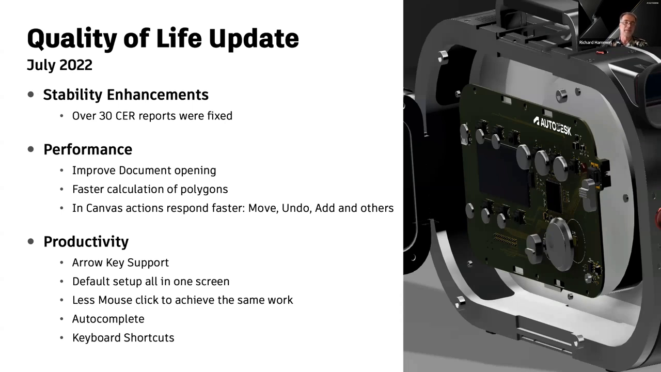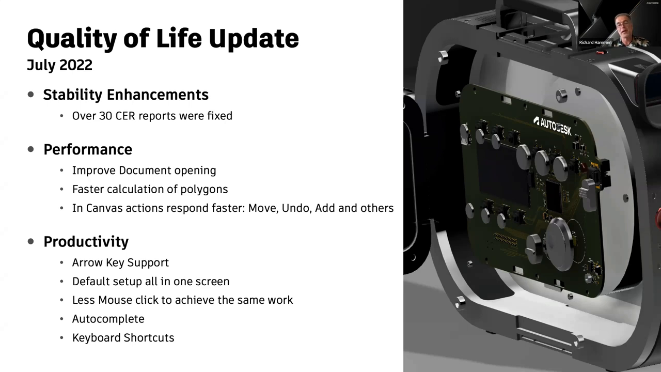So, we looked at all the customer reports that came back with crashes, and we tried to fix a lot of them, and over 30 of them have been fixed. And we really see now with the July release that Fusion Electronics is much more stable than it was before. And of course, it's an ever running demand to have better performance in Fusion. And that's something we also see improvements in, especially when you open your documents. Now we have faster canvas actions, like the calculation of the polygon, but also if you move something around, if you do undo, if you add components and all the other stuff, you can feel it. It's faster than it was before.